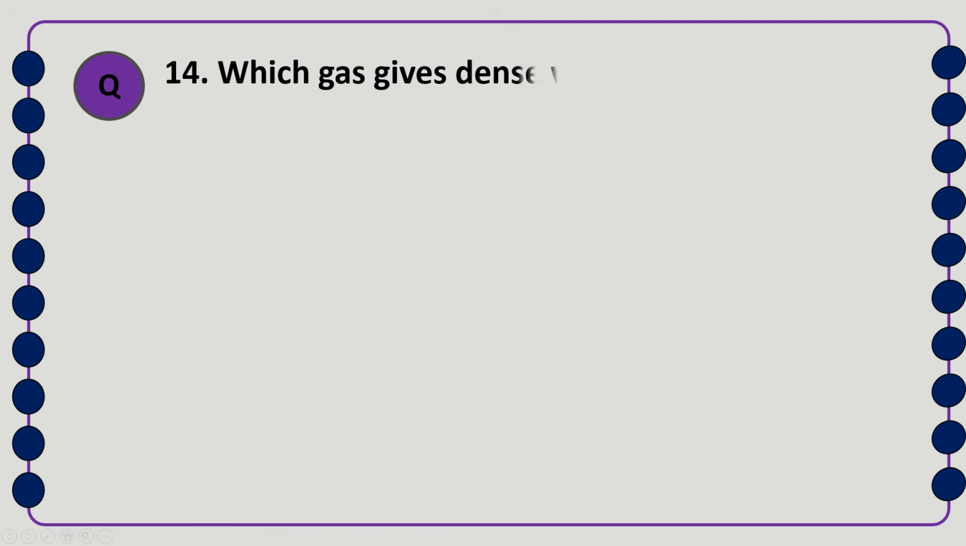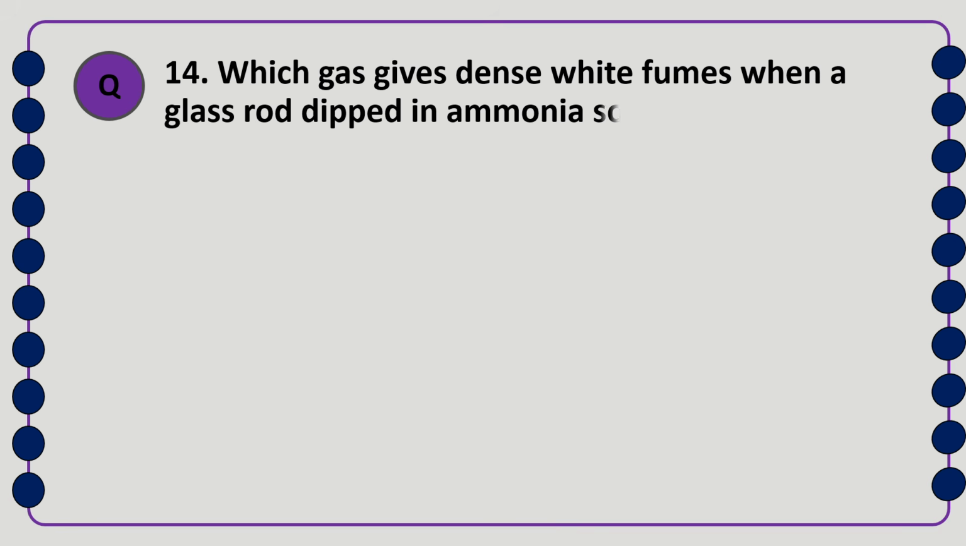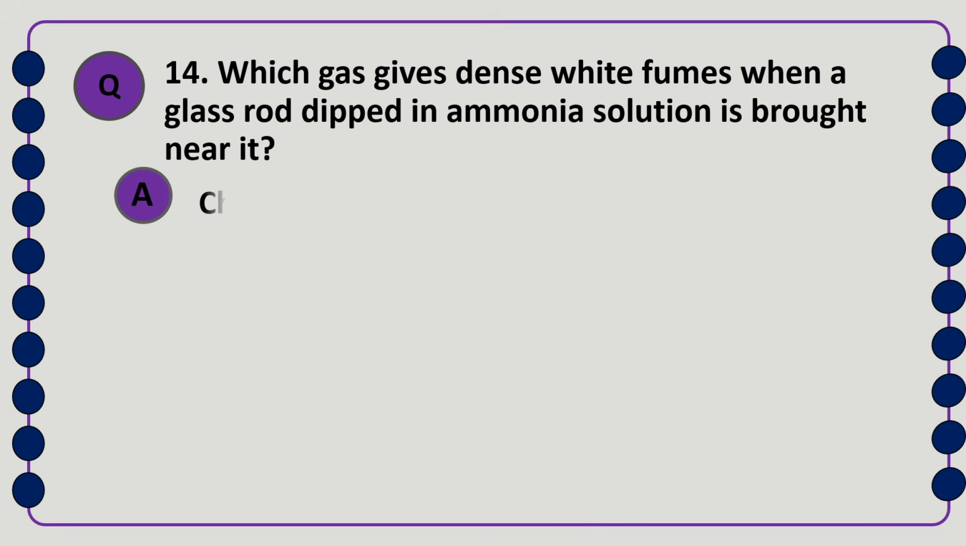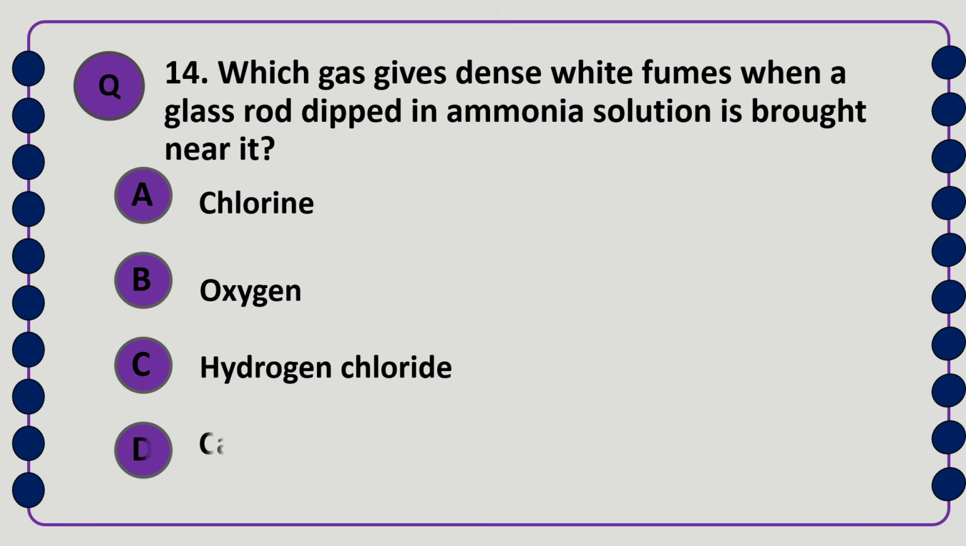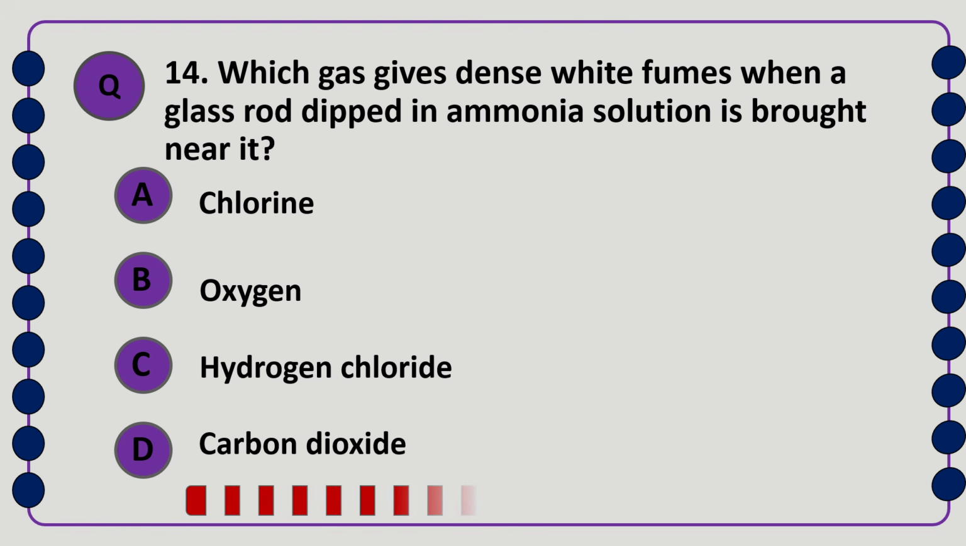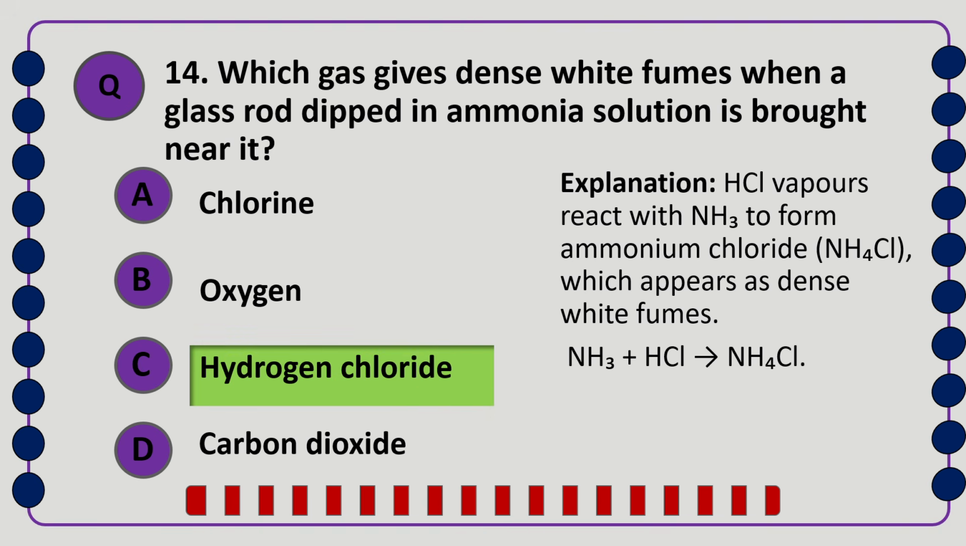Question number 14. Which gas gives dense white fumes when a glass rod dipped in ammonia solution is brought near it? The options are chlorine, oxygen, hydrogen chloride, carbon dioxide. It's a very common question asked in boards. Yes, the correct option is hydrogen chloride gas.